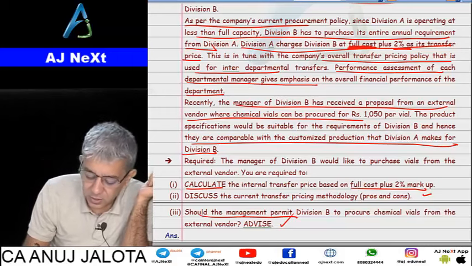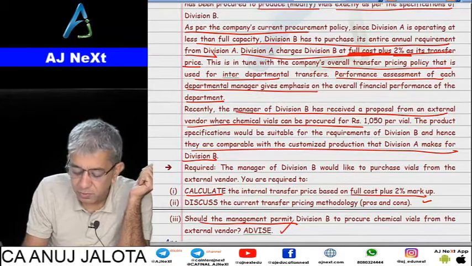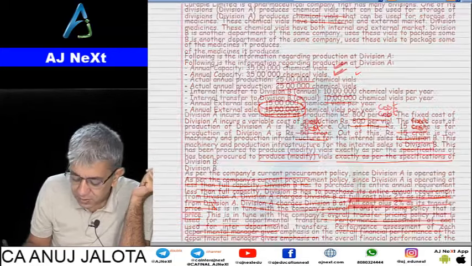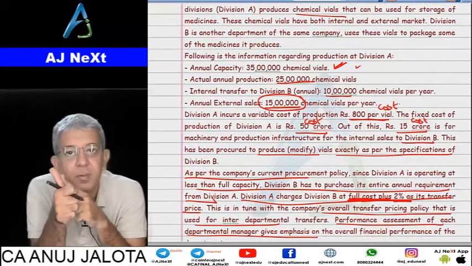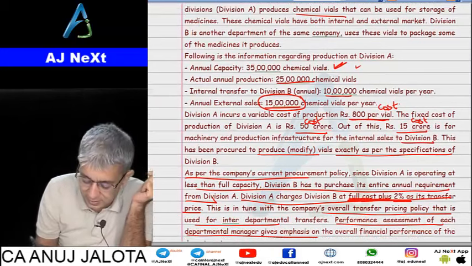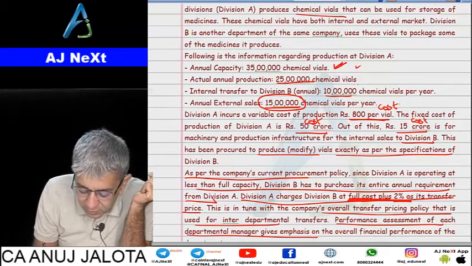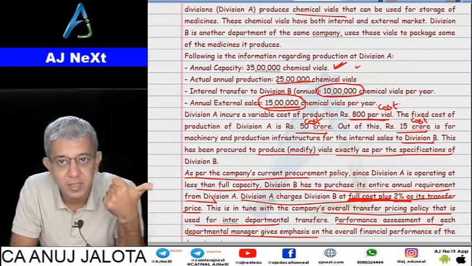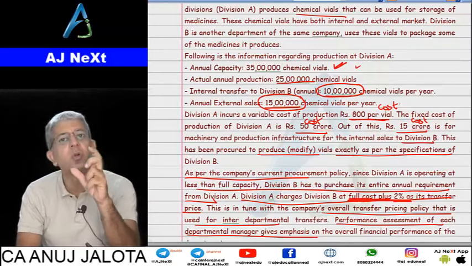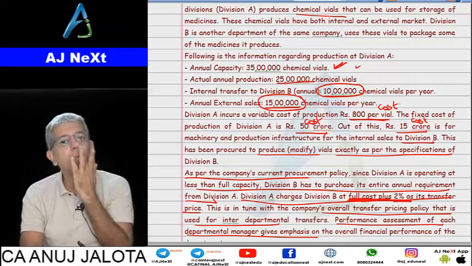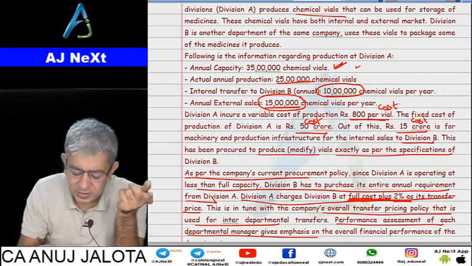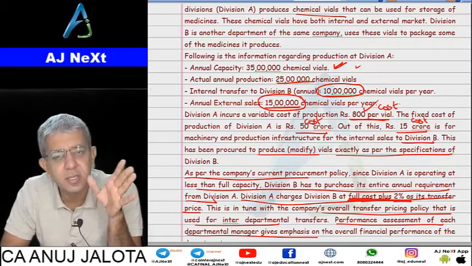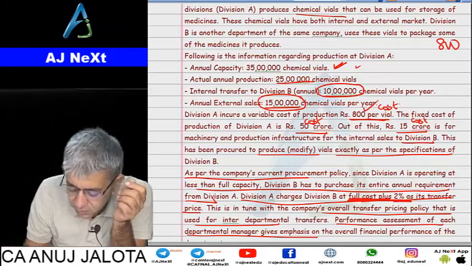Now internal transfer price is full cost plus 2%. So find out your full cost, add 2% to that. For full cost, there will be one variable cost of 800. 800 into how many vials are being transferred? 10 lakhs. So 800 into 10 lakhs, that will be one cost. In case you want it on a per unit basis, then it will be rupees 800 only. Let's do the things on a per unit basis. So one of the costs is 800.